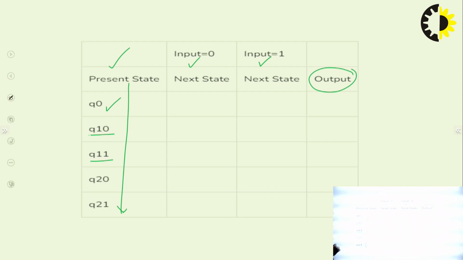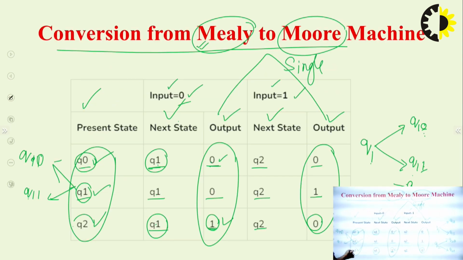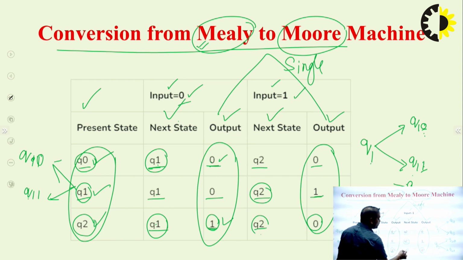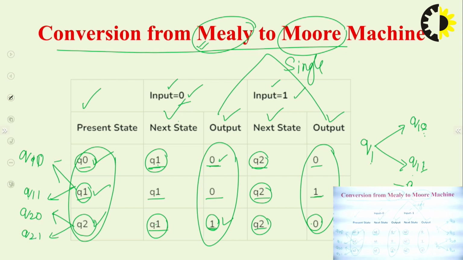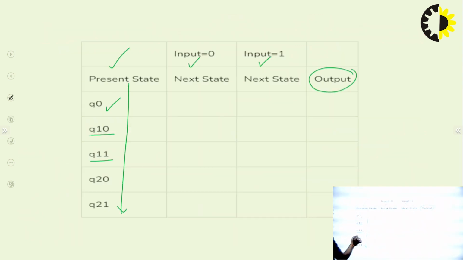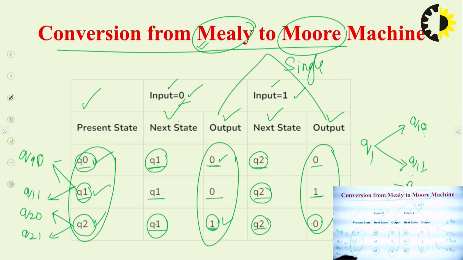The output for Q2 is also two different outputs, 1 and 0. So we also have to split Q2 into two parts, Q20 and Q21, and make two entries. This is the format of the Moore machine. Now the next states are also fixed. There is no change in the next state, we have to copy from the previous table.